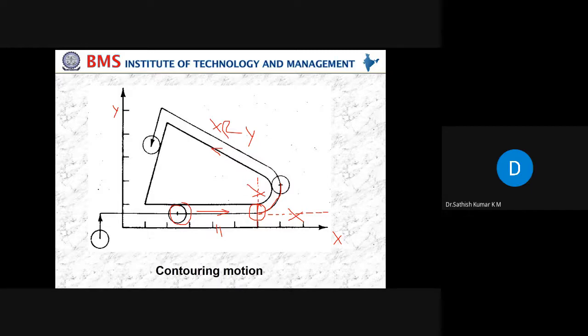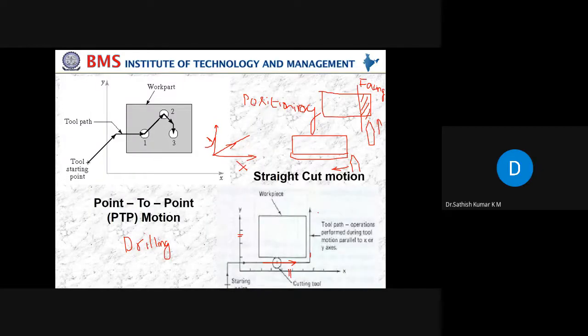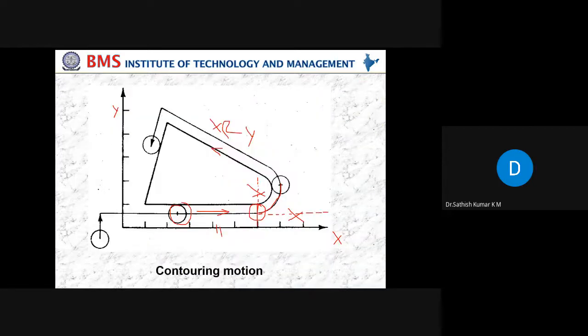Generally in machining, most likely we are going to use the contouring motion. Remember, in case of PTP, it is very simple. You go to a particular point and carry out the operation. Then again move to another point and there you carry out the operation. In case of straight cut motion, you move the tool parallel to x or parallel to another axis. Simultaneous movement is not allowed. When you go to contouring motion, simultaneous movement of both x and y is allowed, by which you can make the tool move at certain angles.